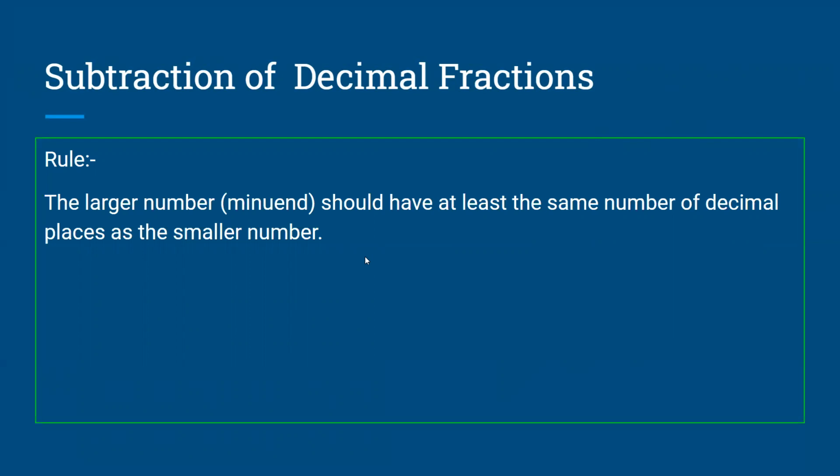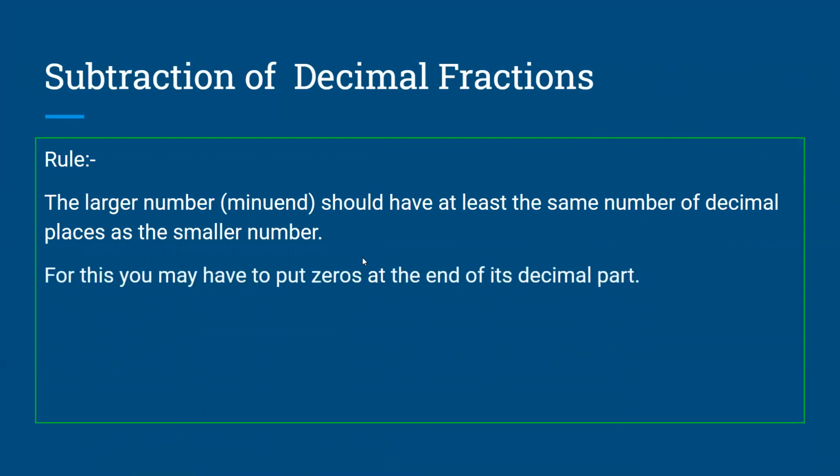If decimal places are there, then put zeros, make them equal. For this, you may have to put zeros at the end of its decimal part to make the digits equal in the larger number and in the smaller number. So this rule we have to follow for doing subtraction of decimal fraction. Here is the example. Subtract 0.508 from 83.5.